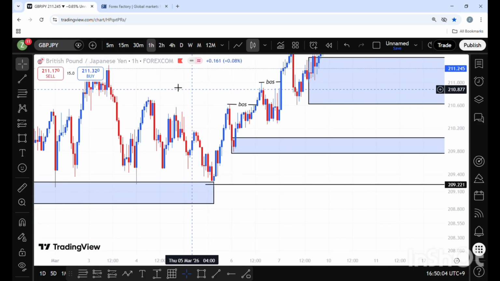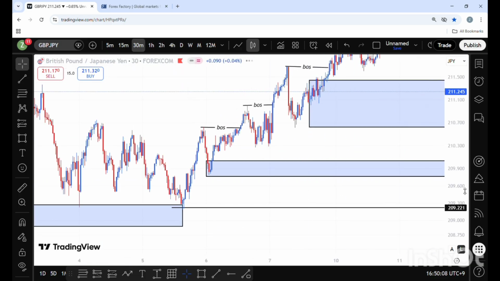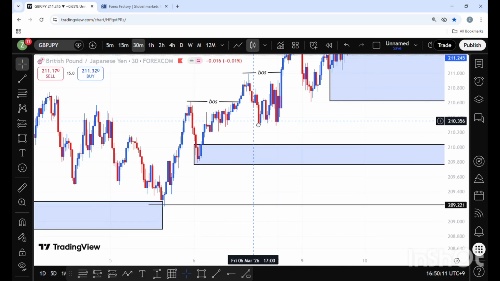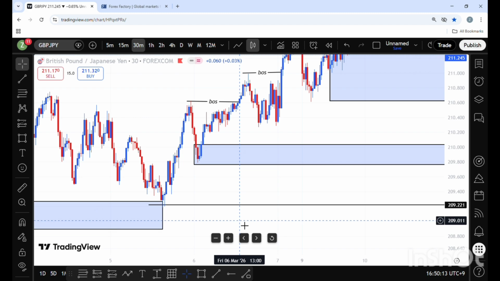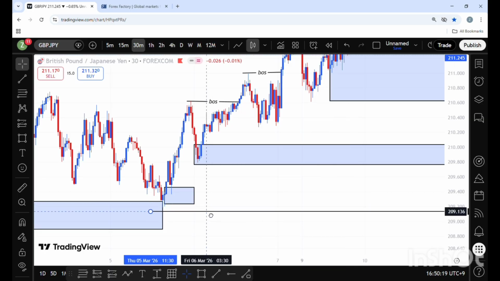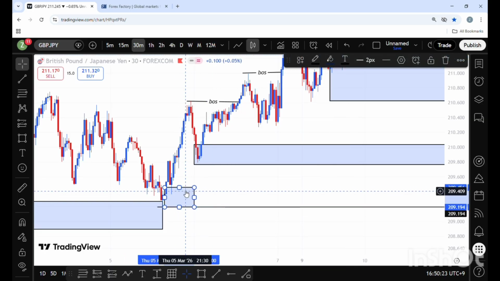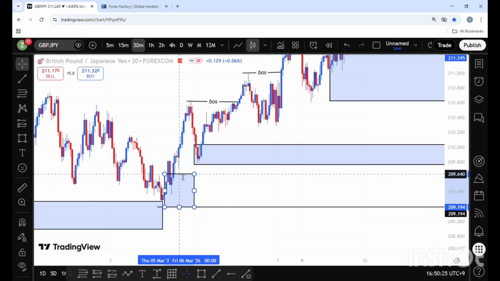Watch my next video, because I'll share the difference between order block and support and resistance. Someone asked me what's the difference between order block and support or resistance. If you want to know the difference, be sure to watch the next video, which is going to drop after this one, and you'll understand the difference.